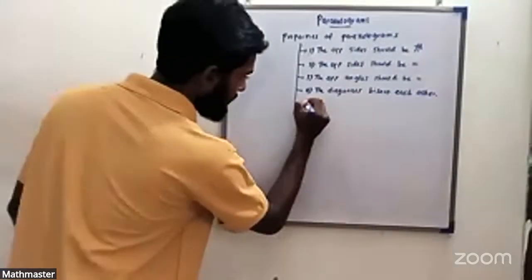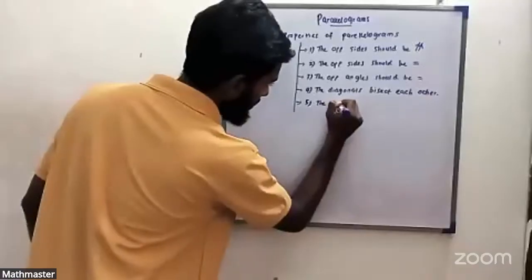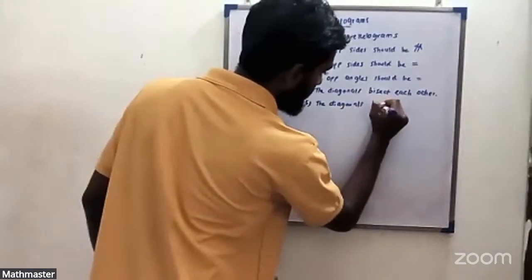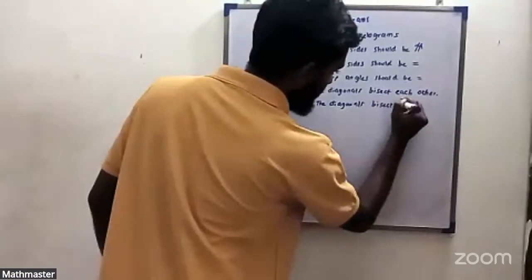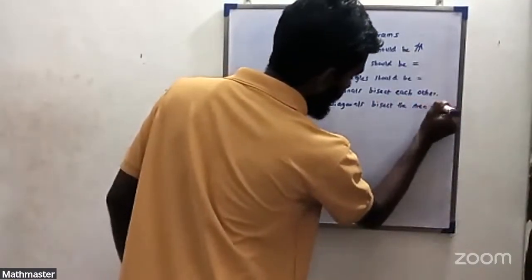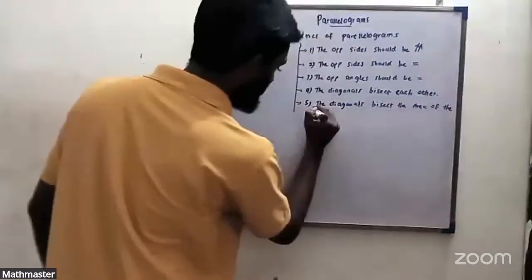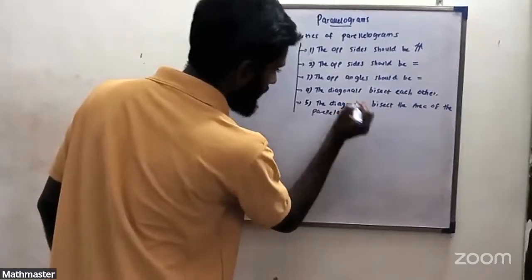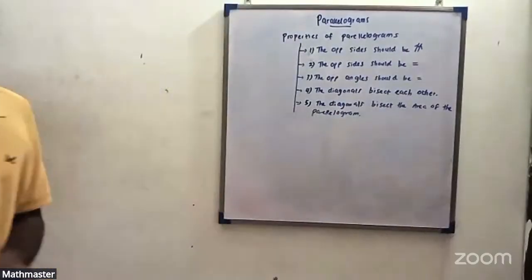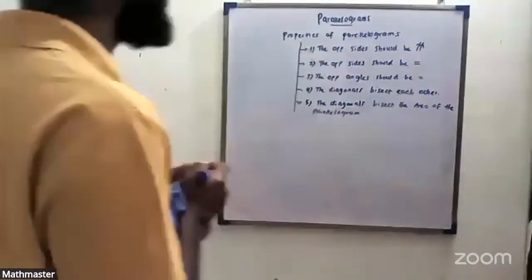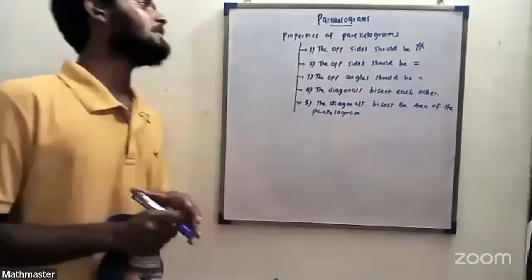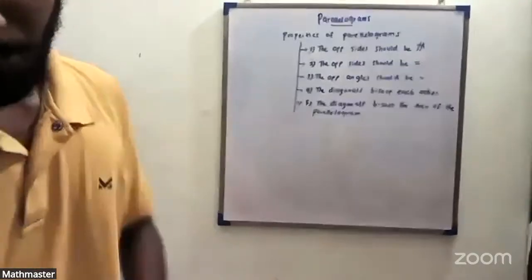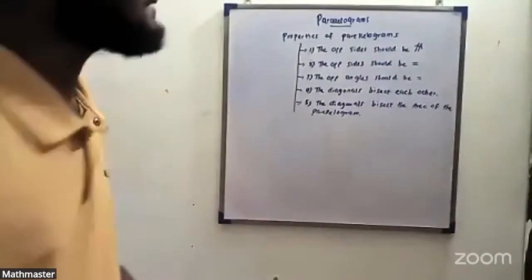Fifth property: the diagonals bisect the area of the parallelogram. The diagonals bisect the area of the parallelogram. So these five properties are the most important properties of all parallelograms. So what is a parallelogram? In our syllabus in grade 10, we have studied three types of parallelogram.